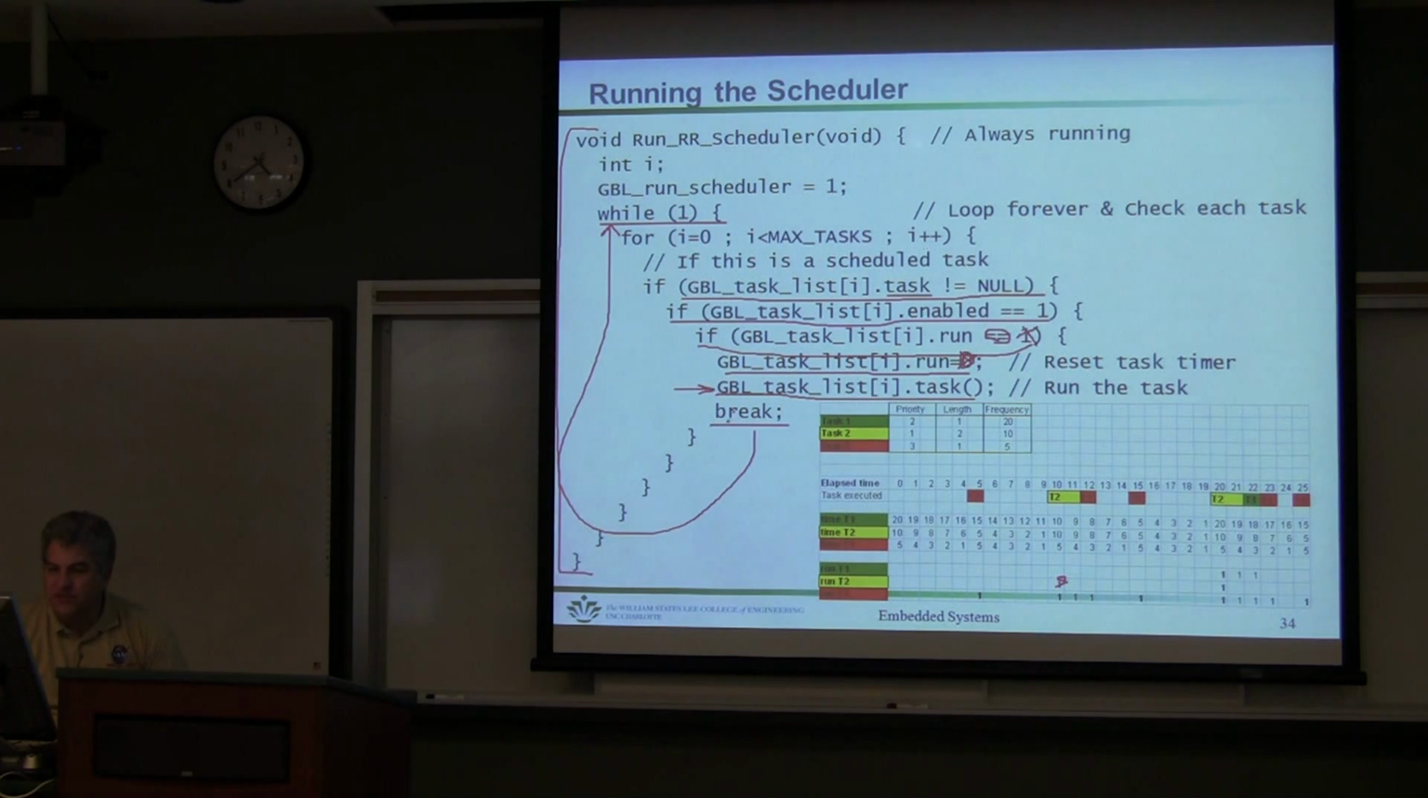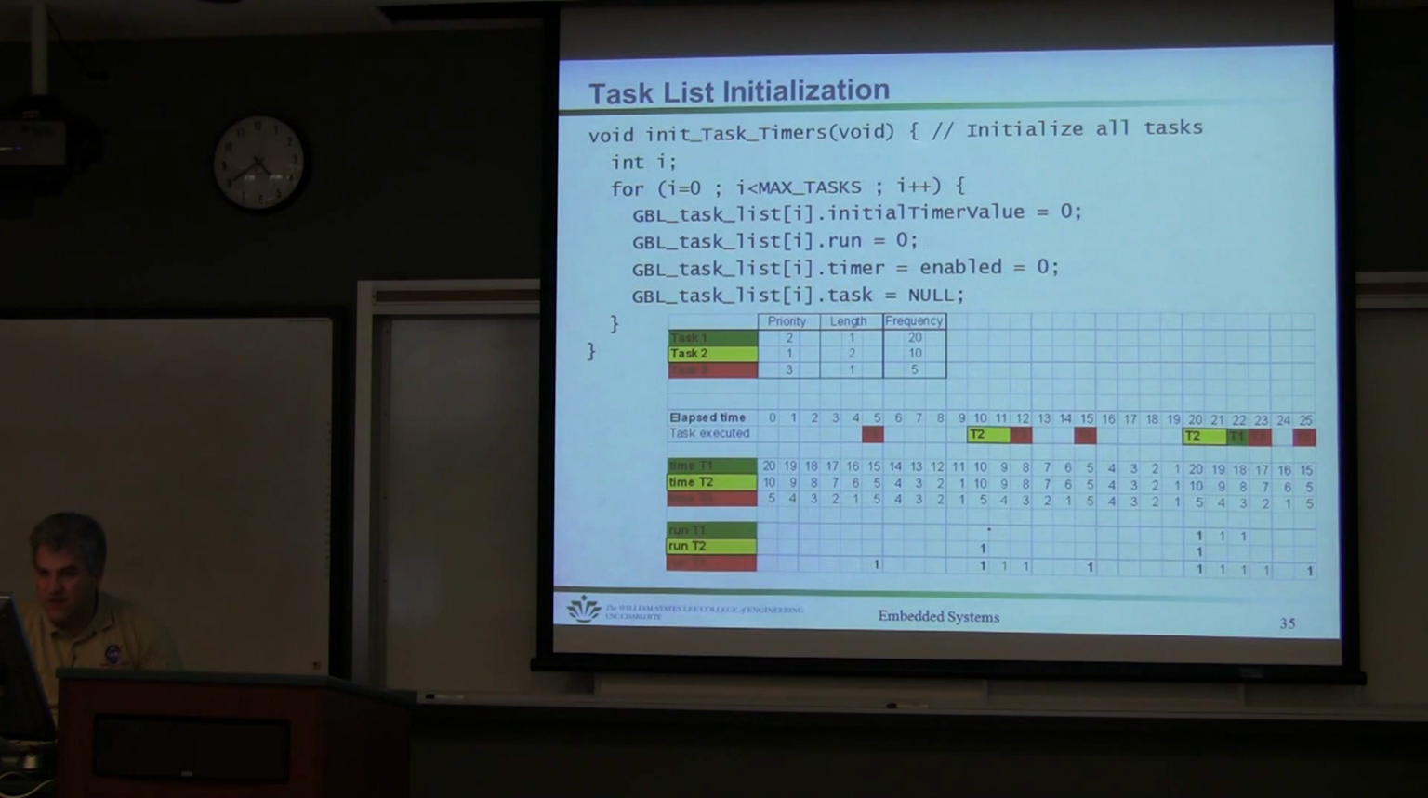Now, does this break out of this one? Or does it break out of this one? Doesn't it break out of the for loop? It breaks out of the for loop. All right, it breaks out of the for loop, so it goes back to right here. By the way, at the beginning, we just initialize everything to 0.